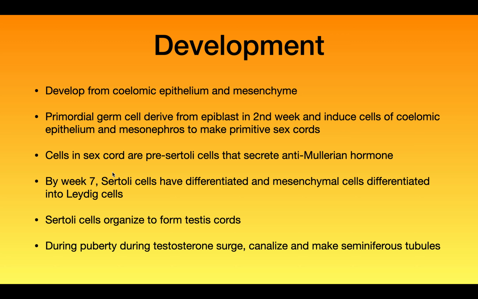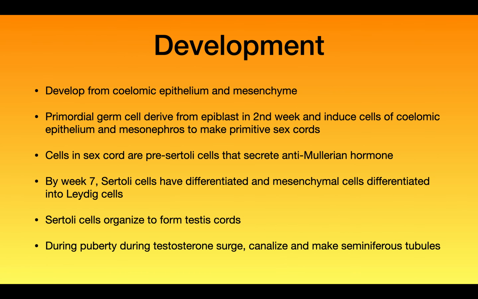So the sex cords are going to be pre-Sertoli cells, so they're not quite matured into Sertoli cells, and they secrete the anti-Mullerian hormone. And of course, with the anti-Mullerian hormone, the Mullerian ducts will degenerate, and then the Sertoli cells will mature, and then the mesenchymal cells will be differentiated into the Leydig cells. And then the Sertoli cells are going to be influenced through a testosterone surge, like a mini one, during development, and that forms the testis cords. And then during puberty, it's actually going to canalize to make the seminiferous tubules.